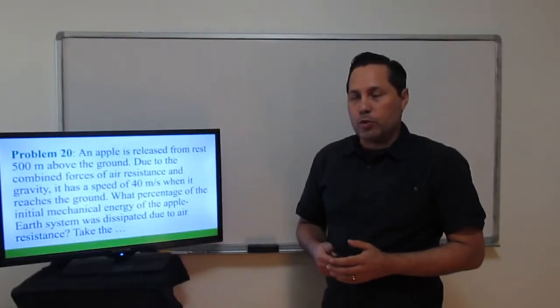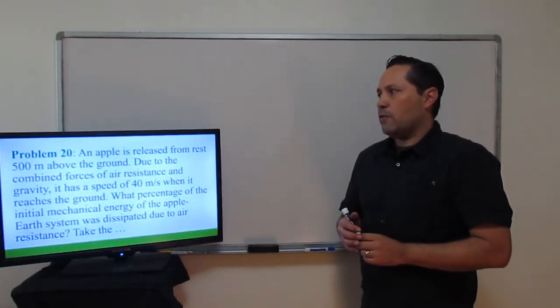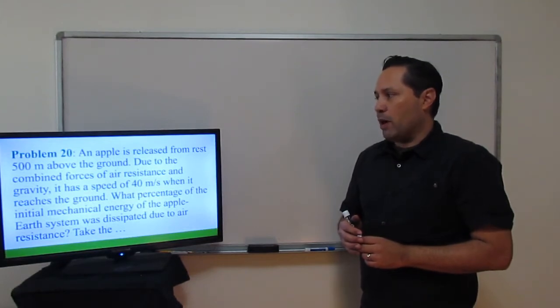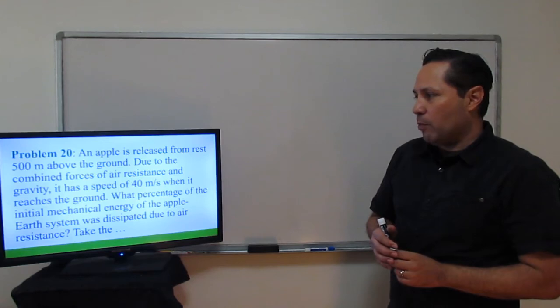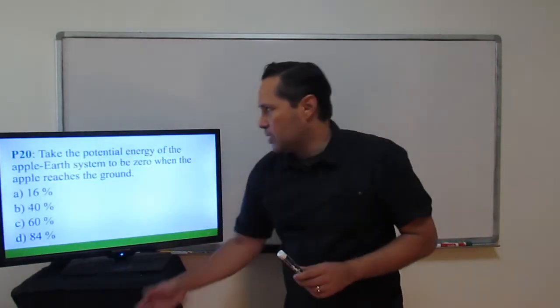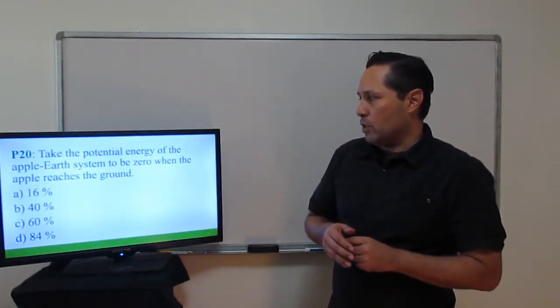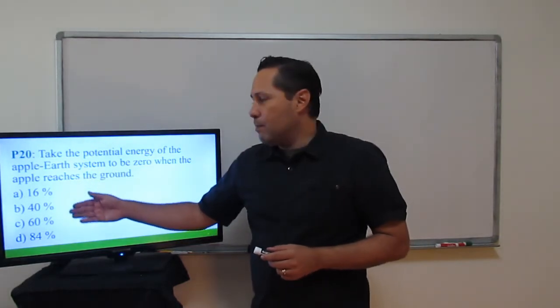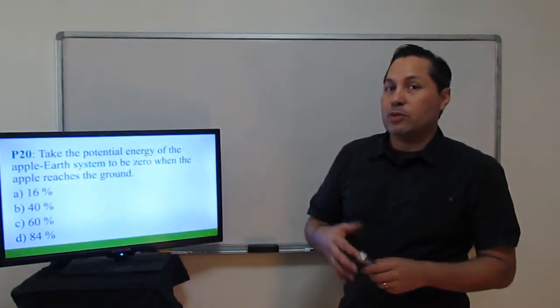Up next for us is problem number 20. Here we're asked, an apple is released from rest 500 meters above the ground. Due to the combined forces of air resistance and gravity, it has a speed of 40 meters per second when it reaches the ground. What percentage of the initial mechanical energy of the apple-Earth system was dissipated due to the air resistance? They follow up by saying, take the potential energy of the apple-Earth system to be 0 when the apple reaches the ground. And we get options A, B, C, D: 16, 40, 60, or 84% that was dissipated.